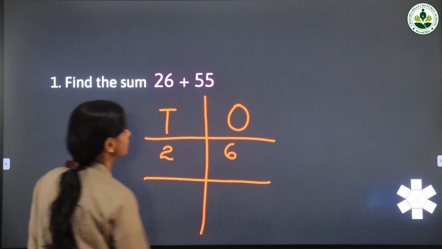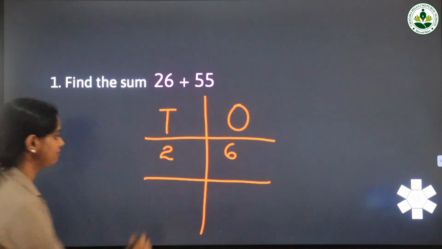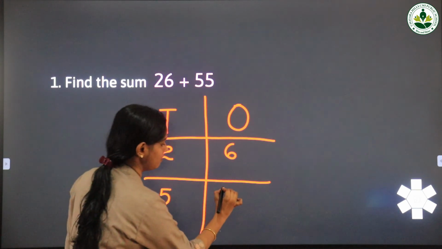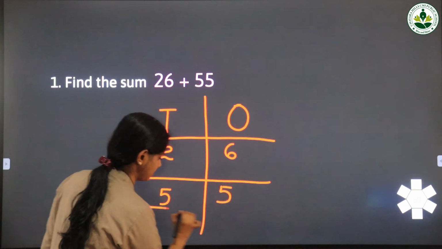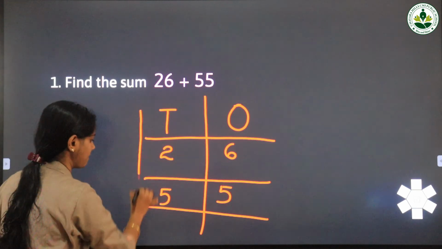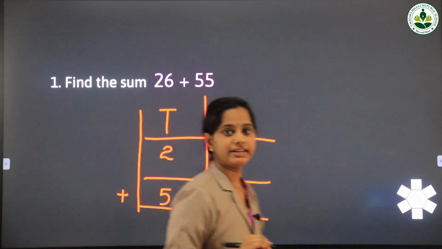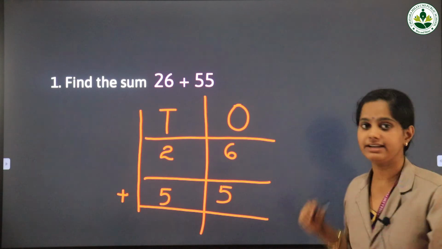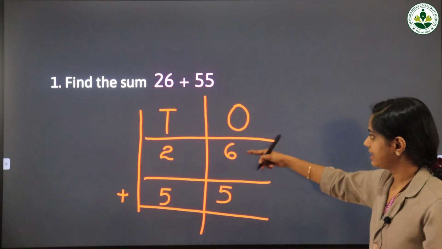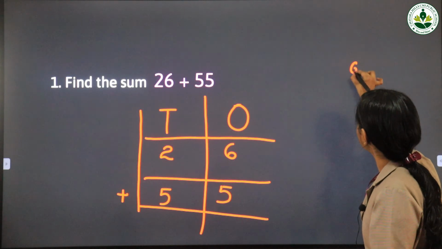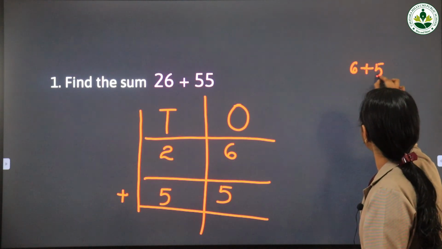And the number 55 has 5 tens and 5 ones. Okay, let us start our addition. This is the addition symbol. So, we start addition from the right side, that is the digits in the ones place. Here the digits in the ones place are 6 and 5. First we add 6 plus 5.